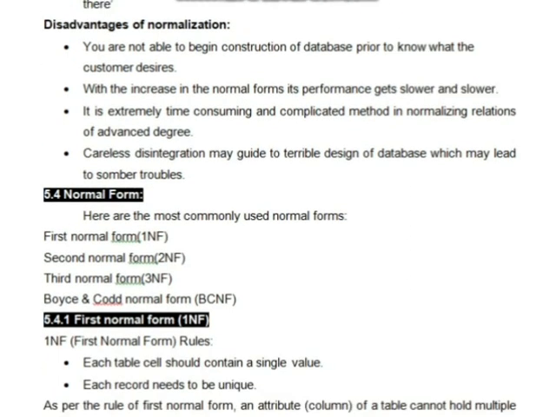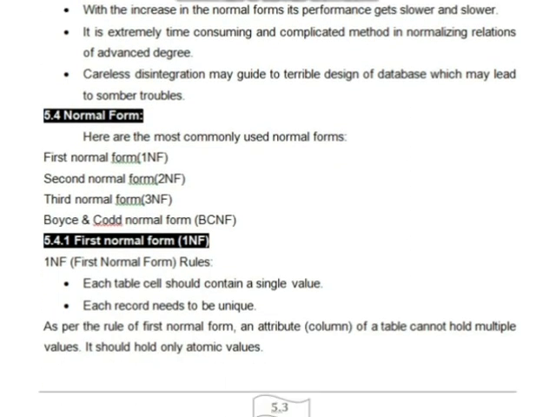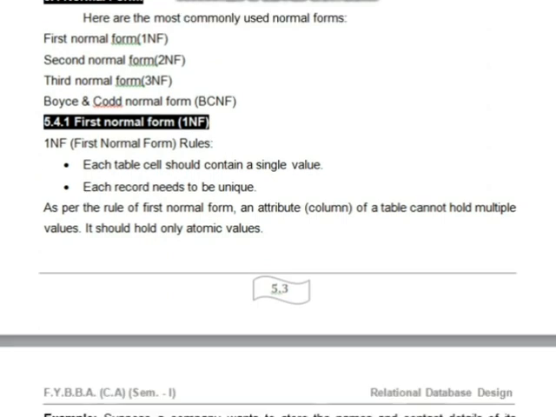Now, after completing the advantages and disadvantages of normalization, it is time for the topic where we discuss what the normal forms are. In normal forms, we will have 1NF, 2NF, 3NF, and BCNF. In the next lecture, we will see these normal forms in detail.